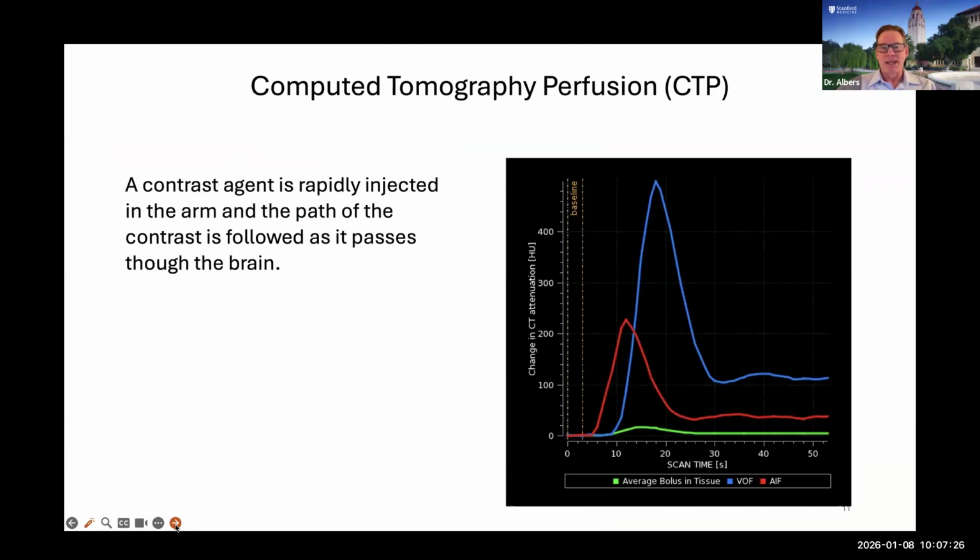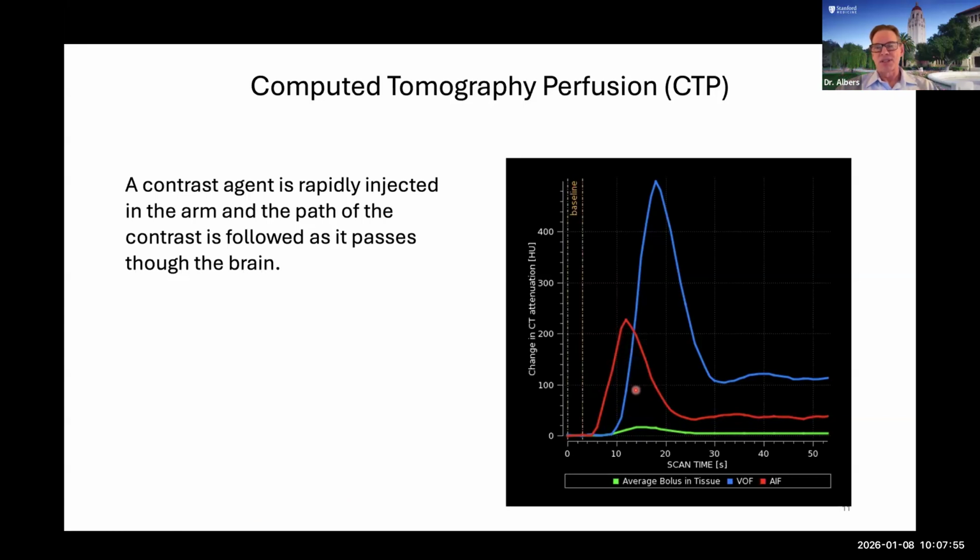how you do a CTP. What you do, obviously, is rapidly inject a contrast agent through a power injector, and then you follow that path through the brain. So you're going to identify when that contrast bolus goes through an artery at the base of the brain, and that's going to be called the arterial input function. This is going to be the earliest arrival into an artery, nice upslope, nice peak. This is called the AIF.